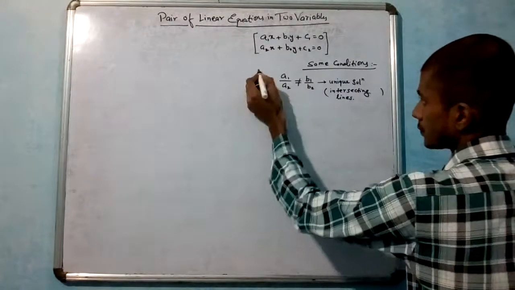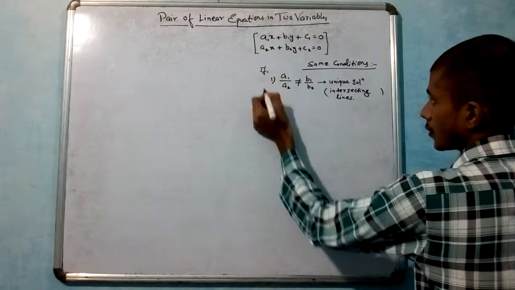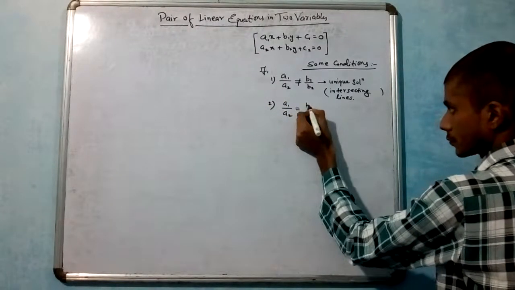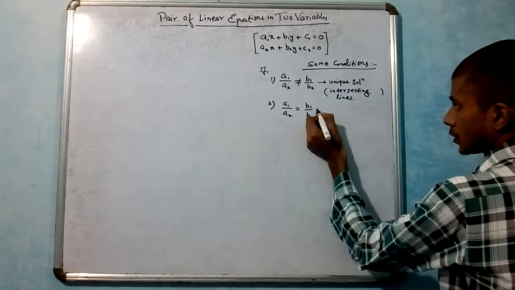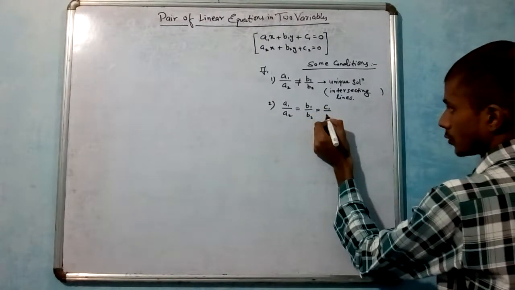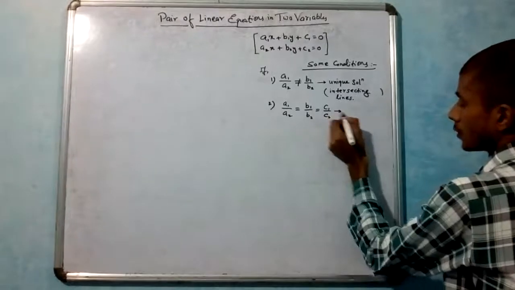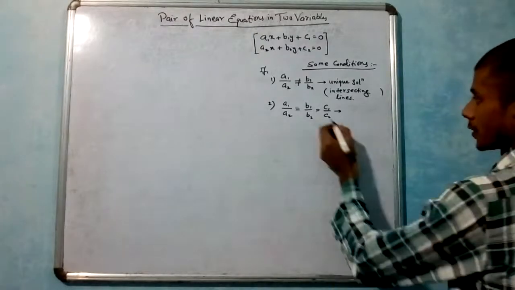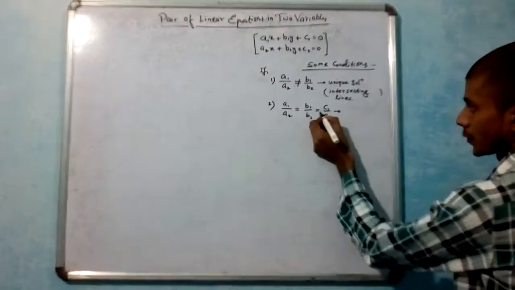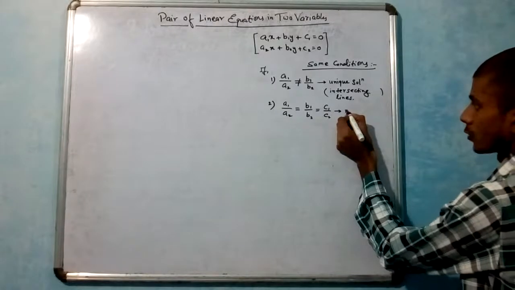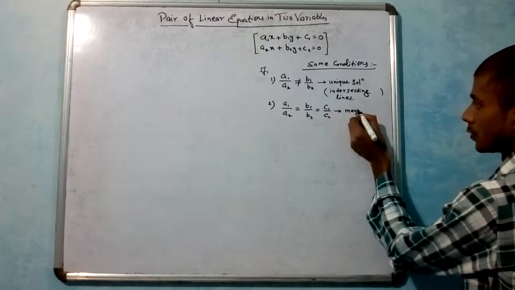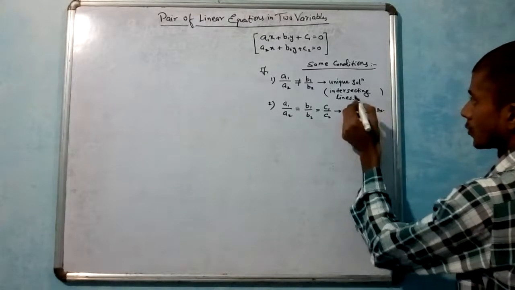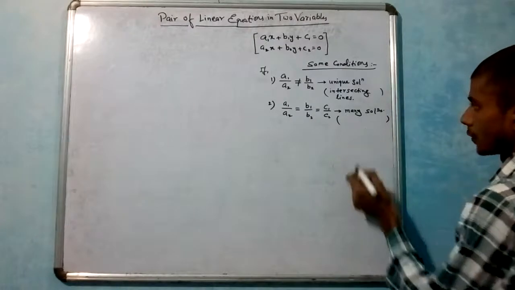Second was the case. What was the second case? That if a1 by a2 is equal to b1 by b2, and this is also equal to c1 by c2, then many solutions. Infinitely many solutions.